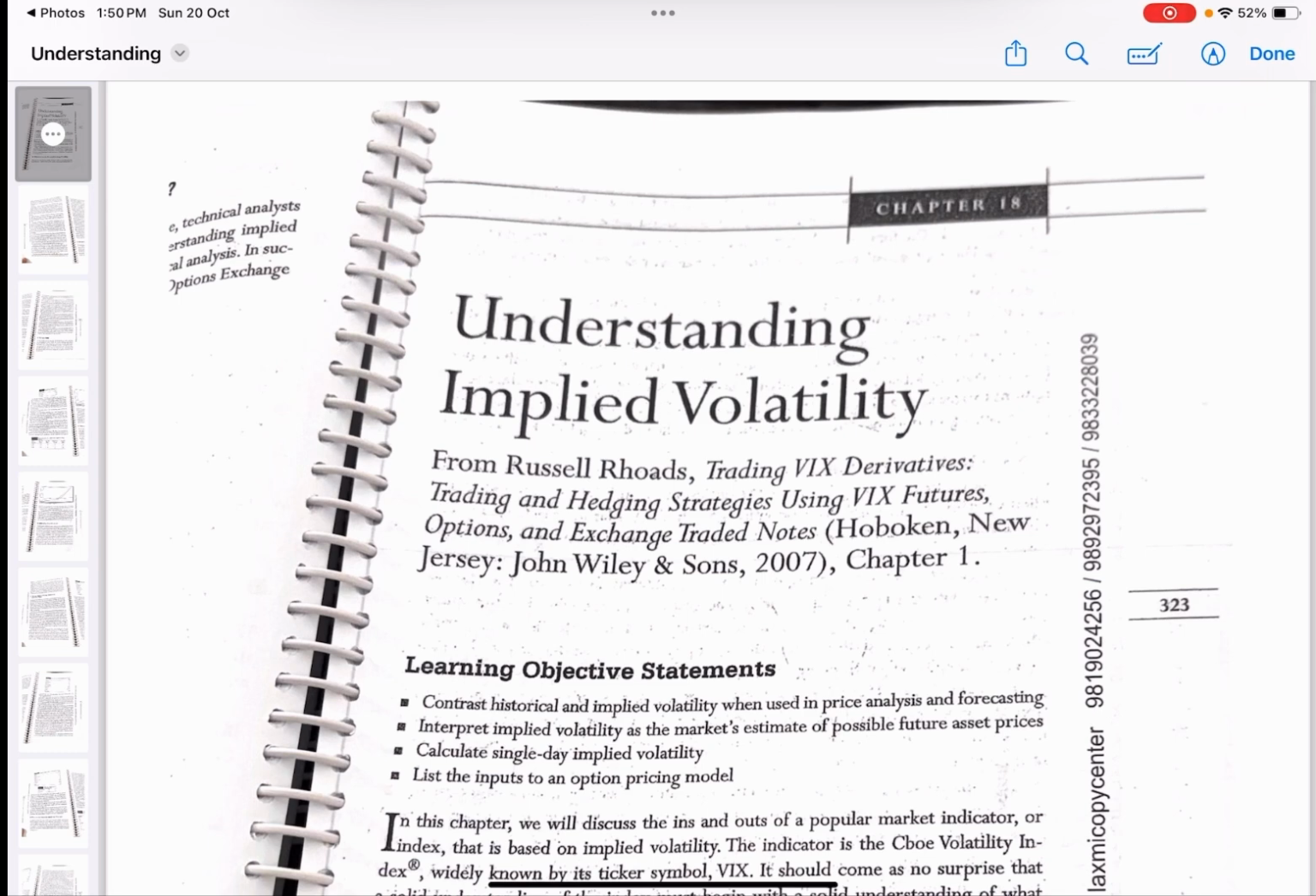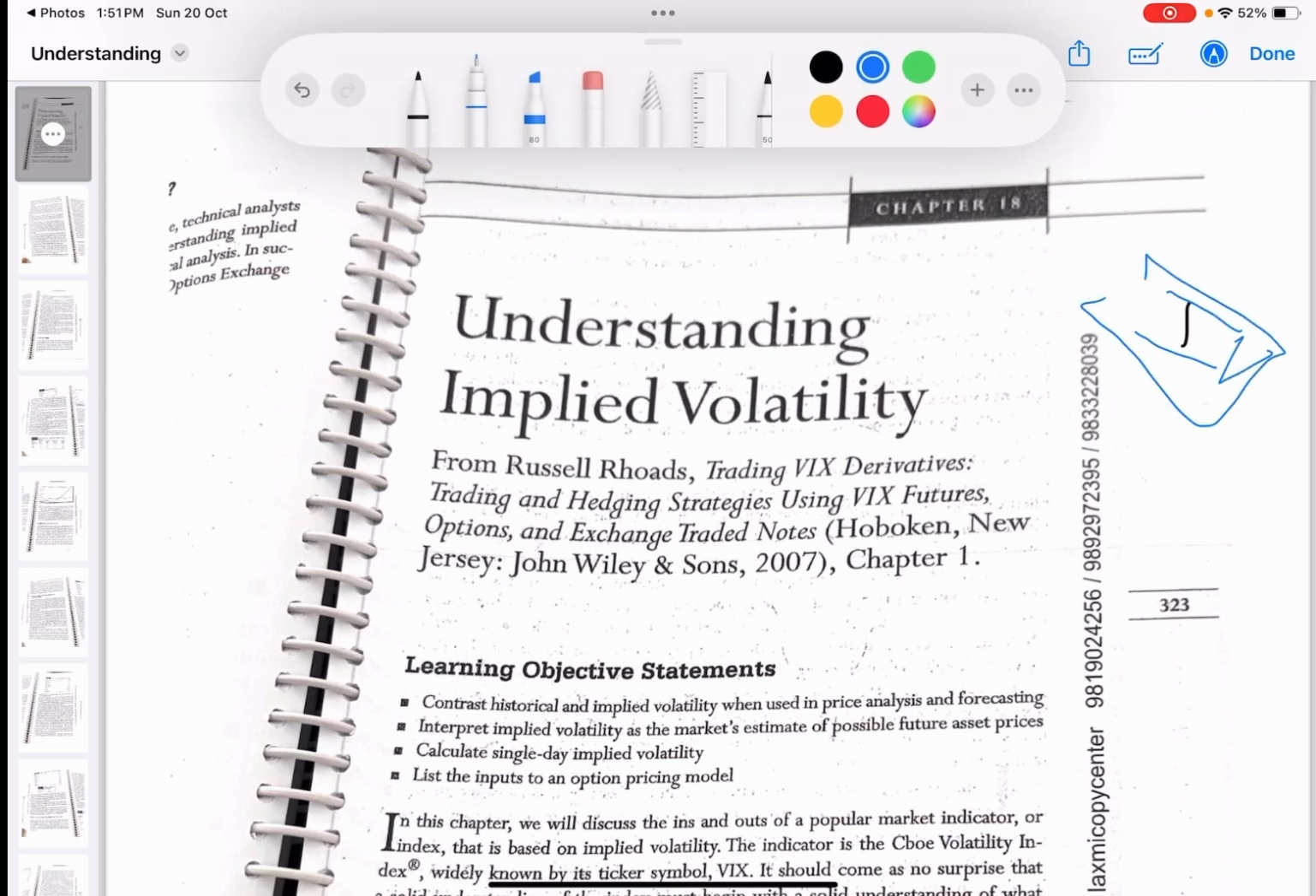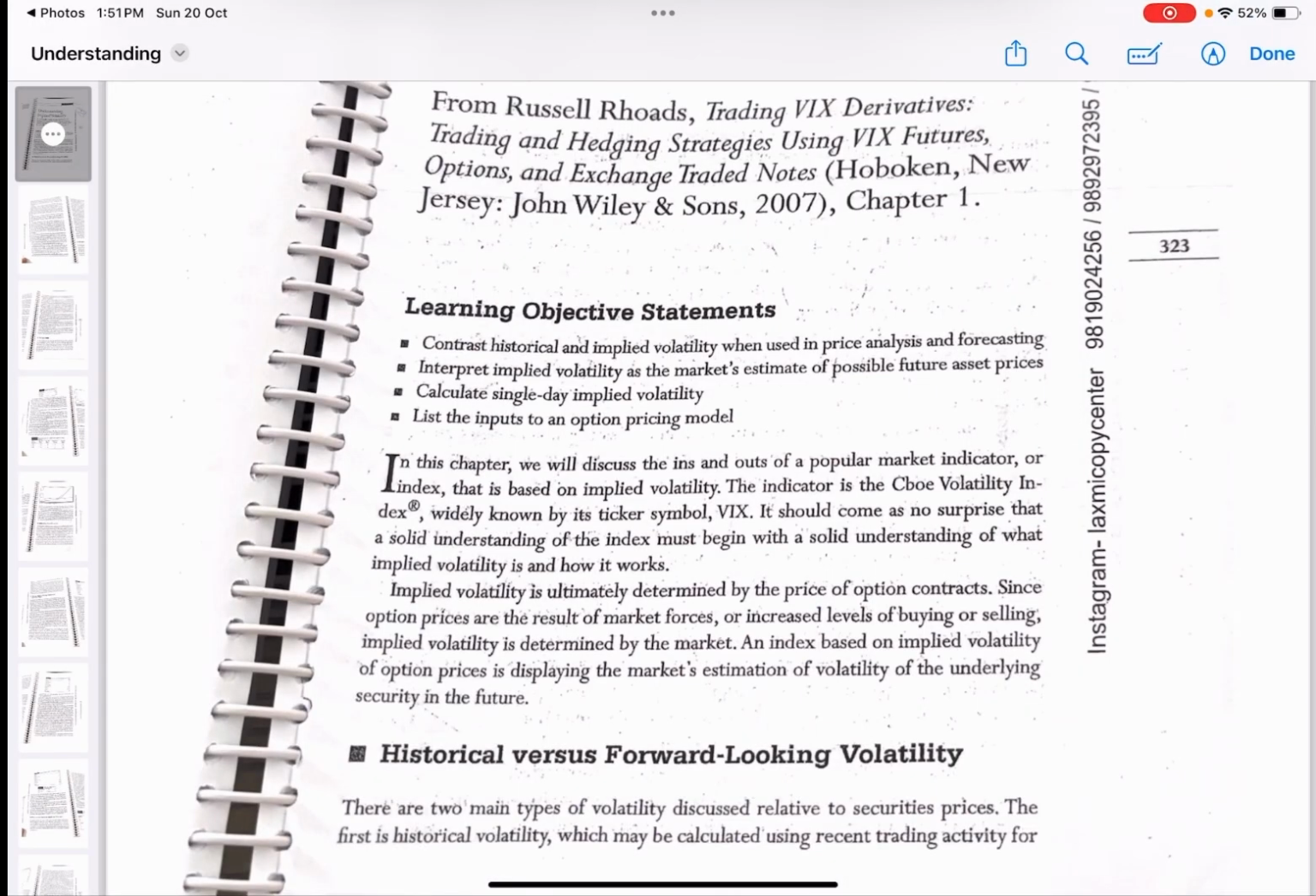So in this chapter we'll be talking about what implied volatility is, how you use it in your trading, and what the implied volatility signifies. Implied volatility will also be referred to as IV. So whenever I say IV, just know that I'm talking about implied volatility. We're going to contrast historical and implied volatility. Implied means what we think might happen.